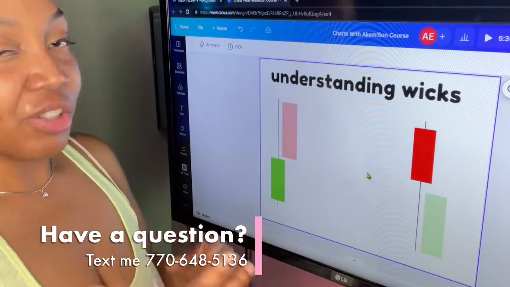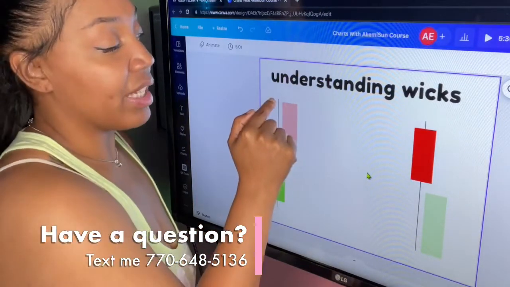Because usually when sellers are not that strong, it will end up closing towards the top.